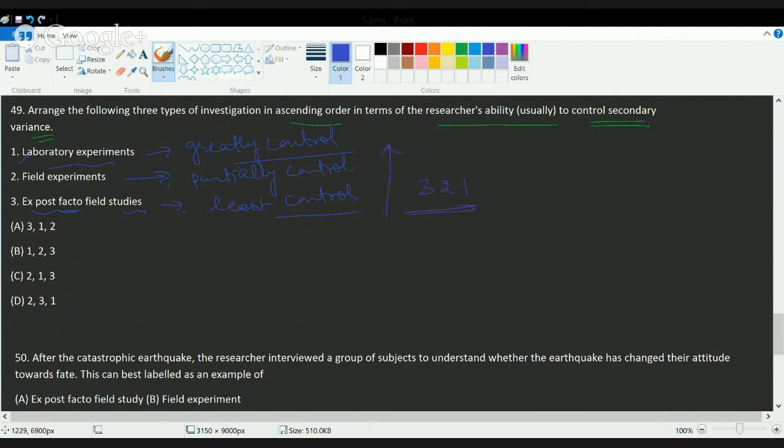This should be the correct answer here, but none of the choices has the correct option of 3, 2, 1. So let's see what final answer will be declared by the CBSE NET examination committee. Most probably this question should be given bonus marks, because this is the correct answer and none of the choices matches the correct option here.